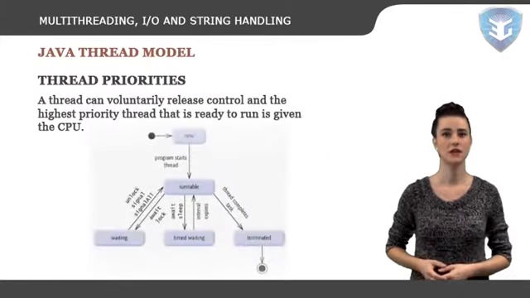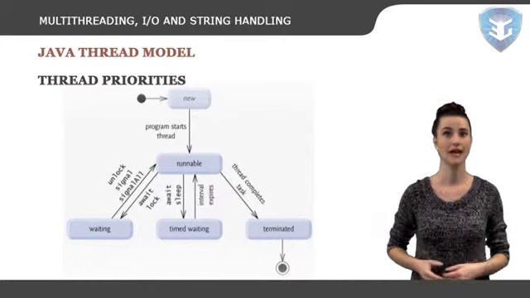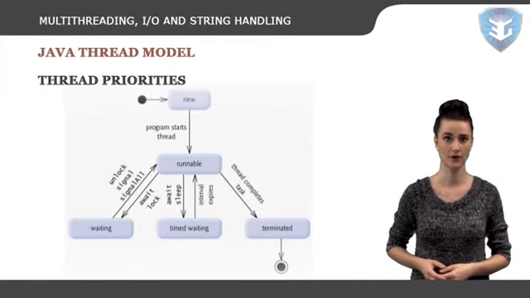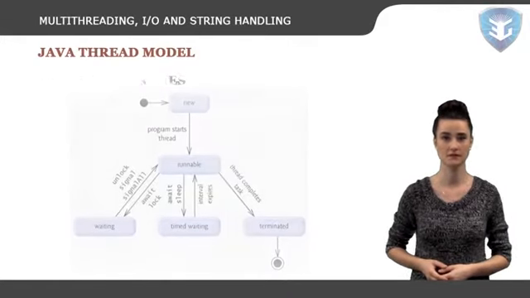A thread can voluntarily release control, and the highest priority thread that is ready to run is given the CPU. A thread can be preempted by a higher priority thread, no matter what the lower priority thread is doing. Whenever a higher priority thread wants to run, it does.